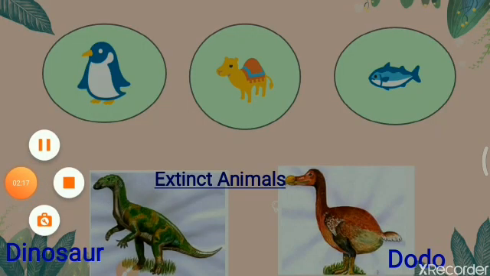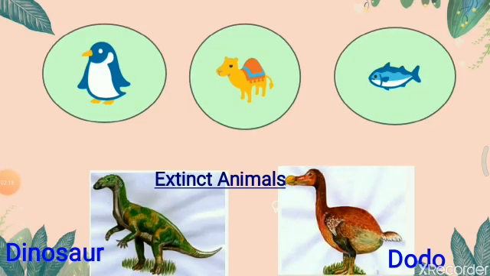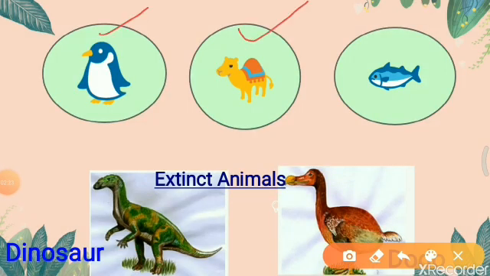Here are some pictures of the animals. What is this? You're right, penguin. It's camel. Also tell me where penguins can live. Where do they live? Yes, penguins live in the polar region where the weather is very cold.